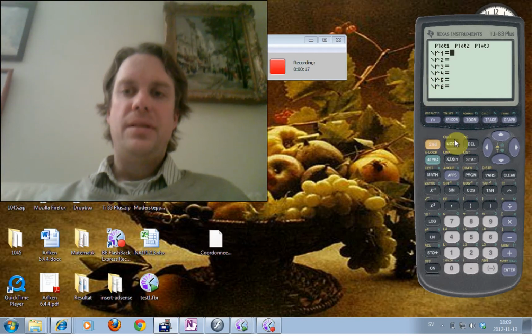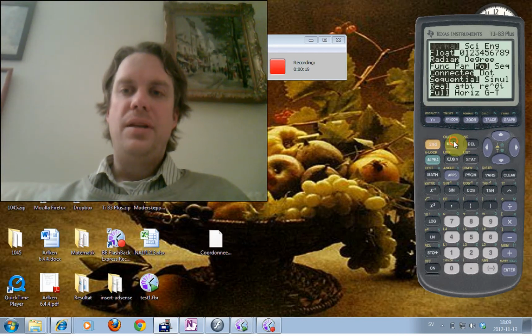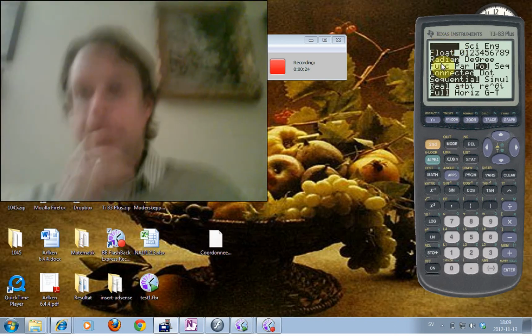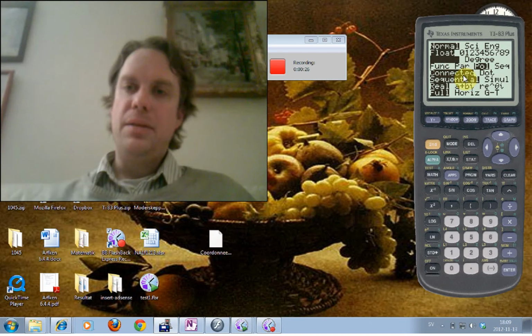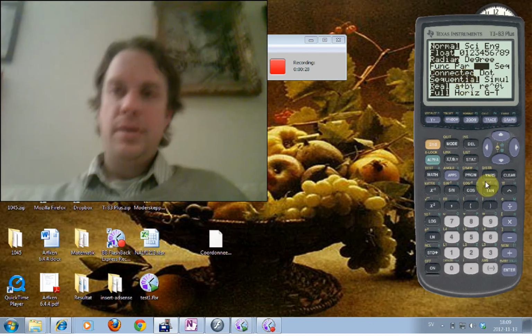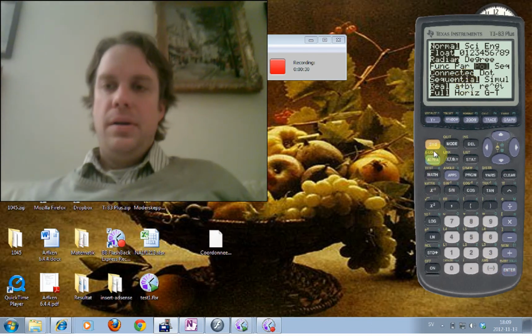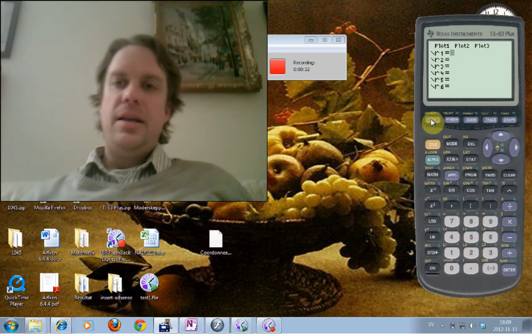First, you must set the calculator in polar mode, which you do by pressing the mode button and then selecting polar there. After that, you write in the equation.